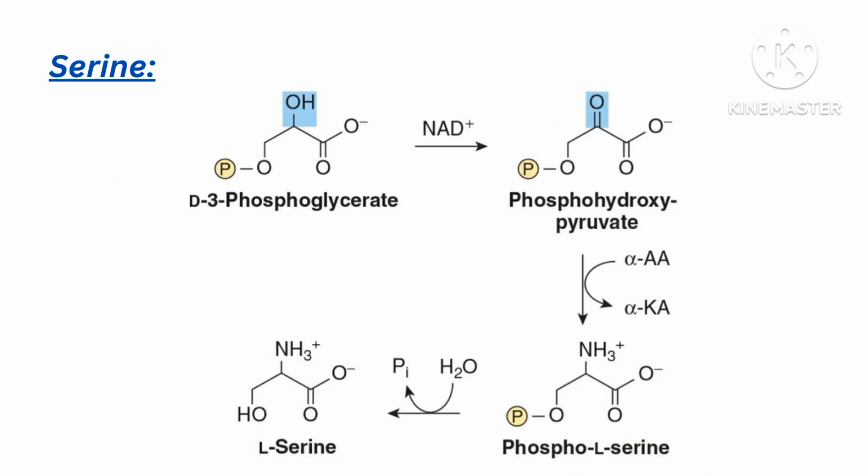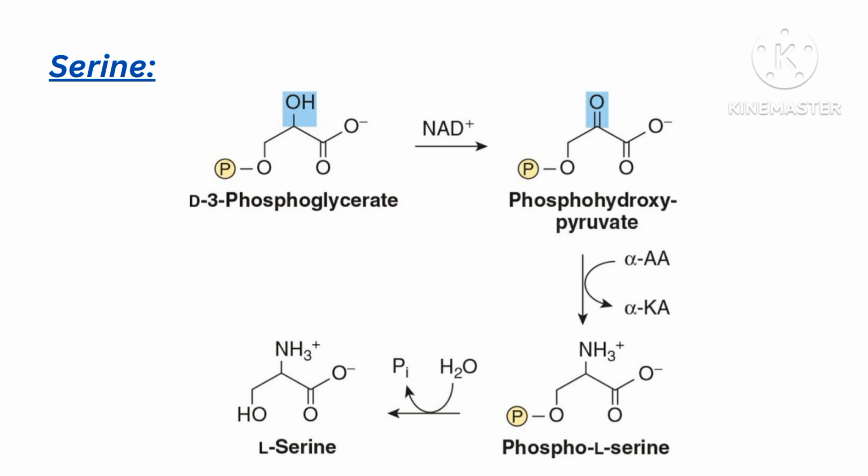Serine synthesis. Serine is synthesized from 3-phosphoglycerate, 3-PG, an intermediate of glycolysis, via 3 enzymatic steps. First step is oxidation, in which 3-phosphoglycerate produces 3-phosphohydroxypyruvate. Enzyme involved is phosphoglycerate dehydrogenase, and NAD is reduced to NADH.